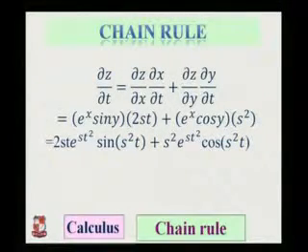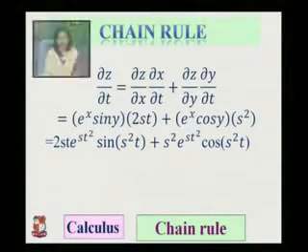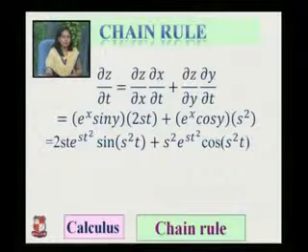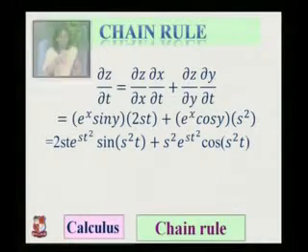Same thing for del z by del t: del z by del x into del x by del t, plus del z by del y into del y by del t. We are taking the derivative with respect to x, then with respect to t, and substituting all these values, we have that answer on our screen. So we can observe that on our screen.